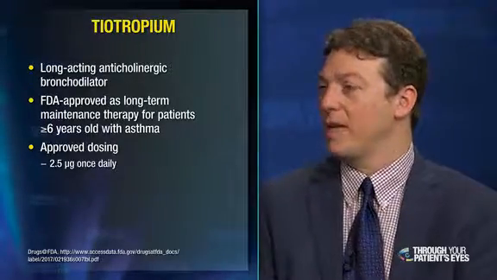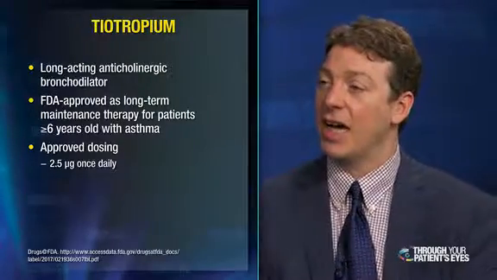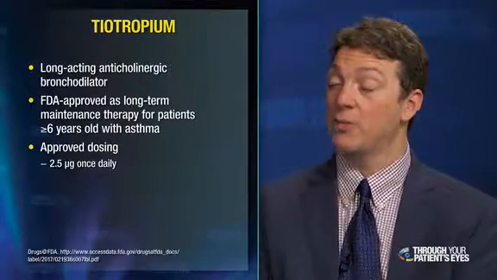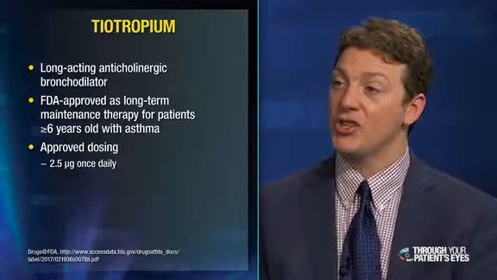So tiotropium is a long-acting antimuscarinic agent that helps improve bronchodilation and acts on the cholinergic system to try to mediate and mitigate some of the inflammation that's derived from the cholinergic pathways. And in COPD, certainly we're talking about using both the long-acting beta agonist and the long-acting antimuscarinic. Are we doing that in asthma?